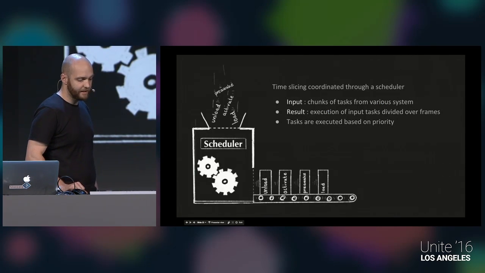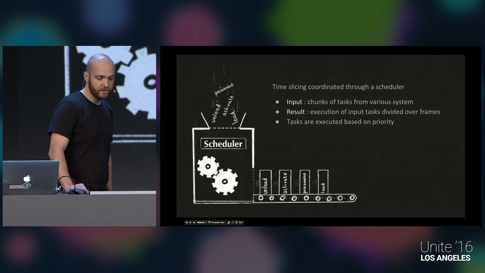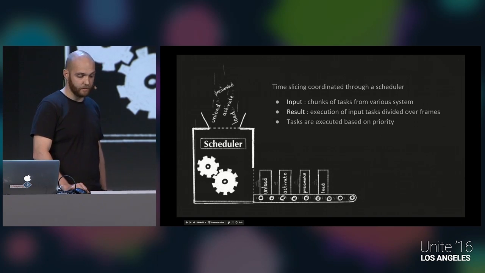All these little chunks of work, we put into a scheduler that has the responsibility to divide them evenly over frames, and it does that in a prioritized way, so that, for instance, unload has lower priority than activate of a scene.